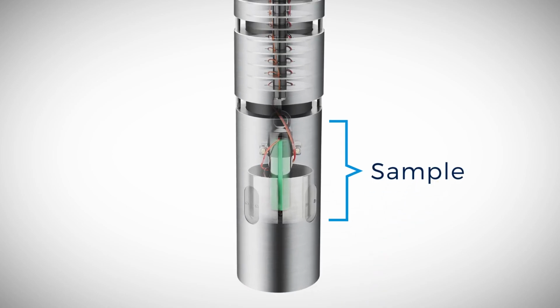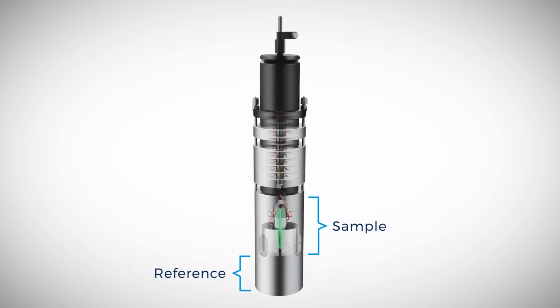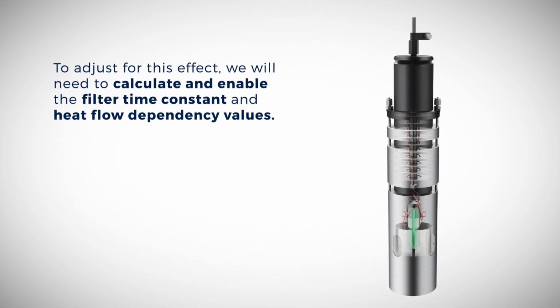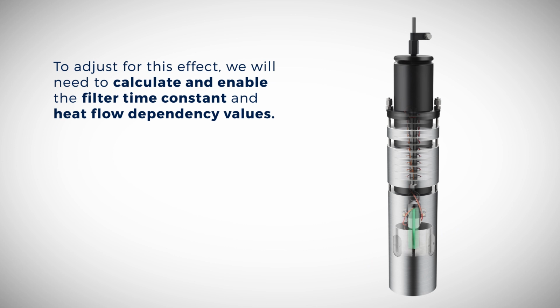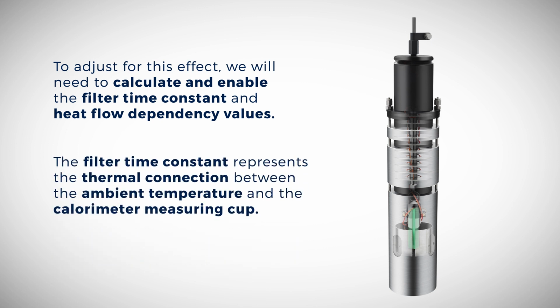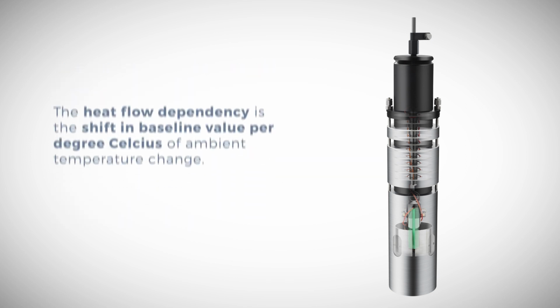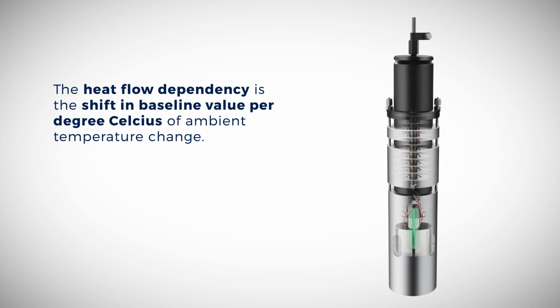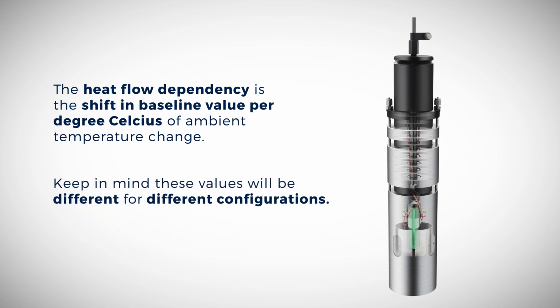Because of this, if there are large ambient temperature fluctuations, the effects seen by the sample are different than the reference. To adjust for this effect, we will need to calculate and enable the filter time constant and heat flow dependency values. The filter time constant represents the thermal connection between the ambient temperature and the calorimeter measuring cup, and the heat flow dependency is the shift in baseline value per degree Celsius of ambient temperature change. Keep in mind, these values will be different for different configurations.